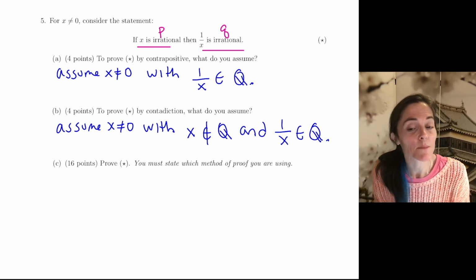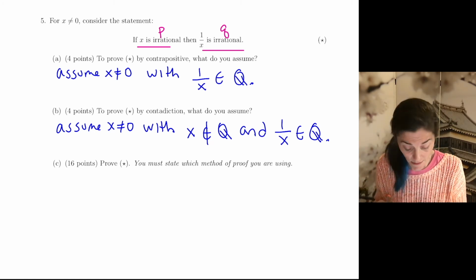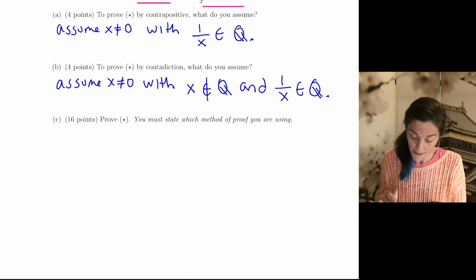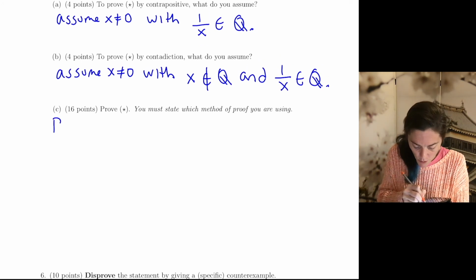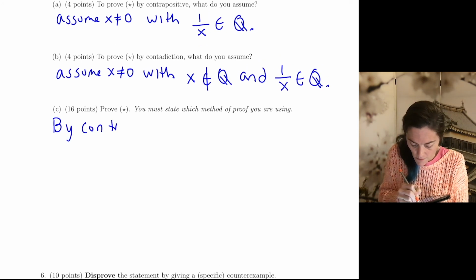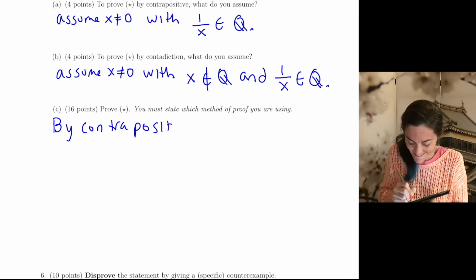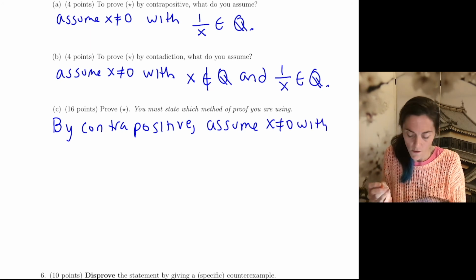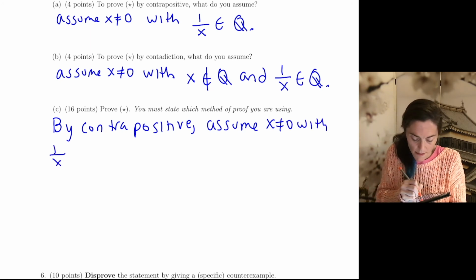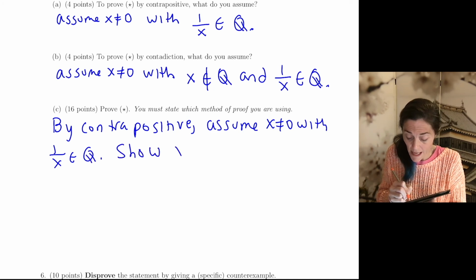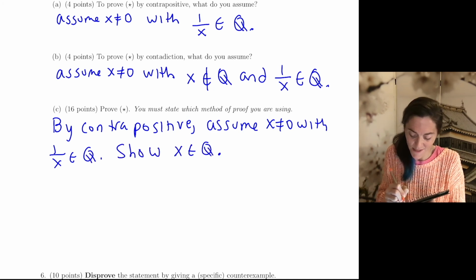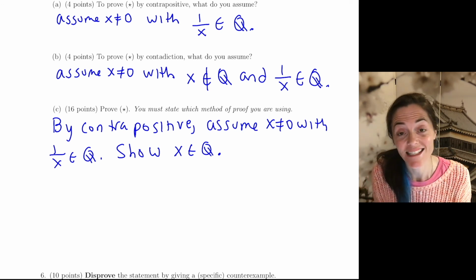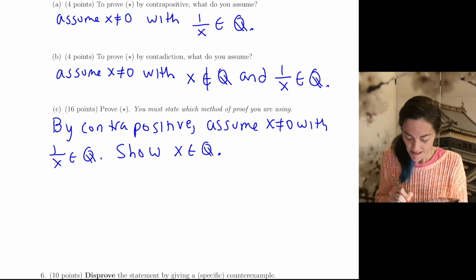Okay, now let's actually prove this. Me personally, I'm just going to use contrapositive, and so I will mention that when I start my proof. By contrapositive, we assume x is not equal to 0 with 1 over x an element of the rational numbers. We need to show, in fact, x is an element of the rational numbers. And we need to use definitions.